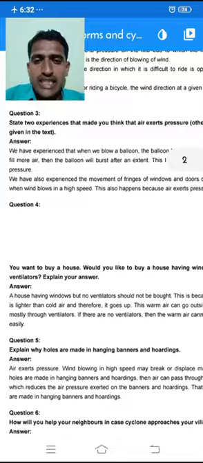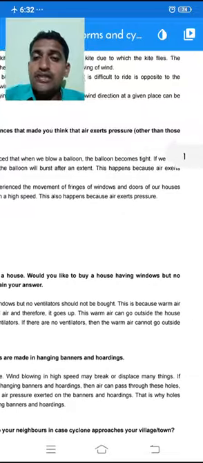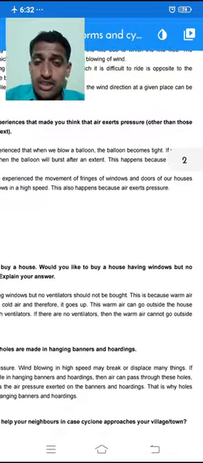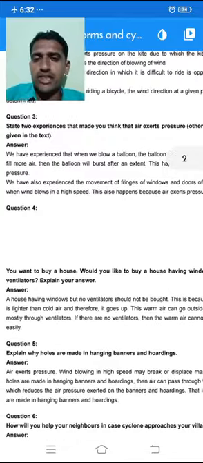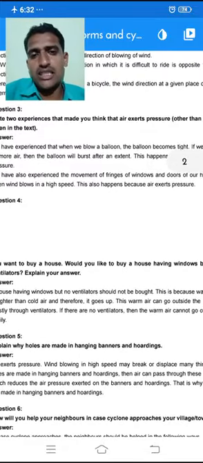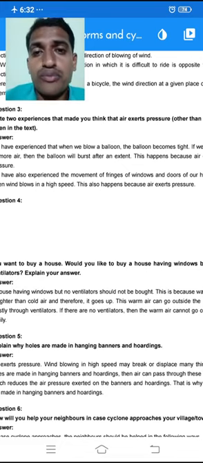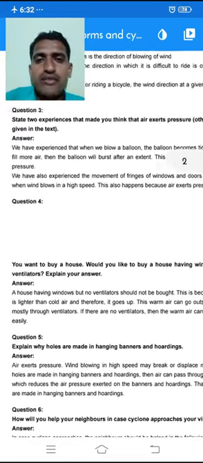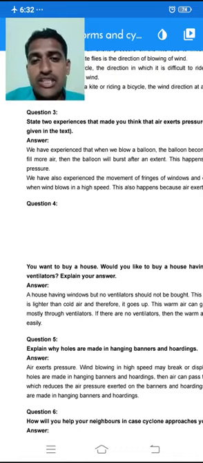Name any two, state any two experiences that you have had which make you think that air exerts pressure, other than the examples given in the textbook. See, you have to tell any two of your experiences wherein you found that air exerts pressure. So to prove that air exerts pressure, you have to give any two experiences of yours.